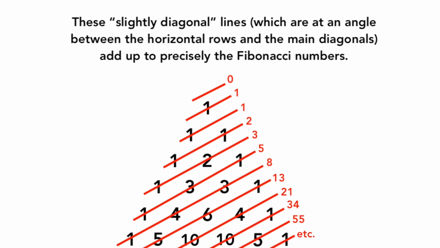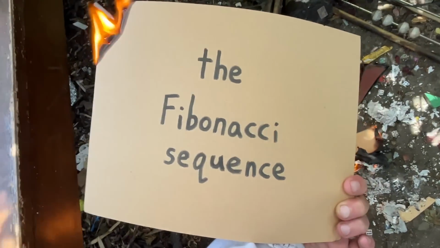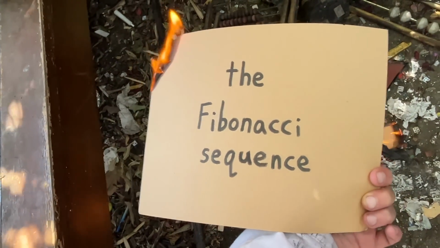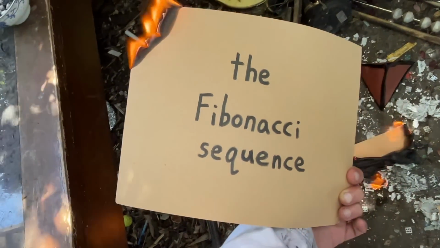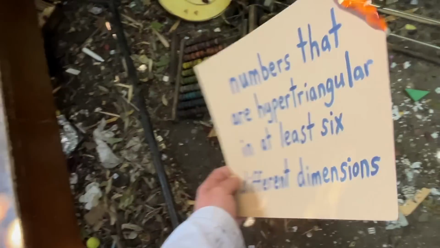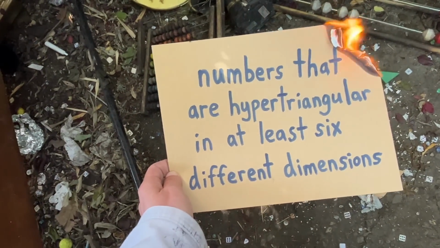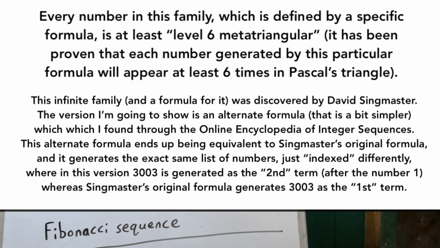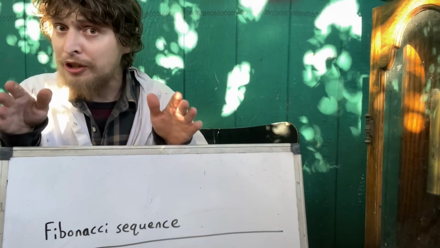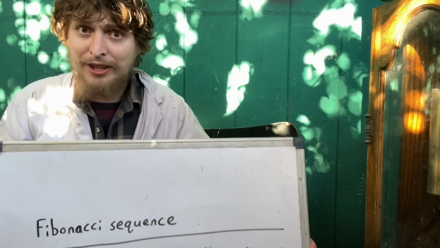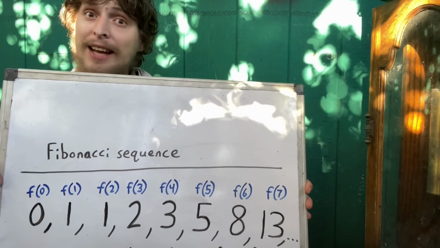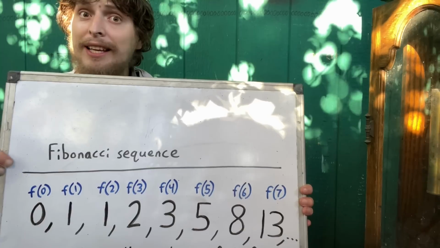And some of you may have already known that connection, but I bet almost none of you know about this lesser known connection between the Fibonacci numbers and the realm of metatriangularity. So let me show you a simplified, alternate but equivalent version of the formula that was discovered by the mathematician David Singmaster.